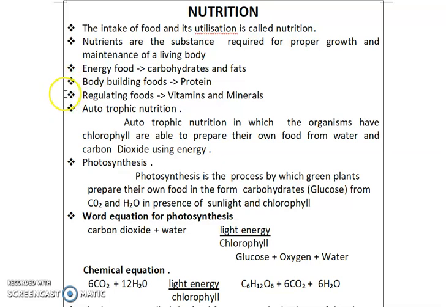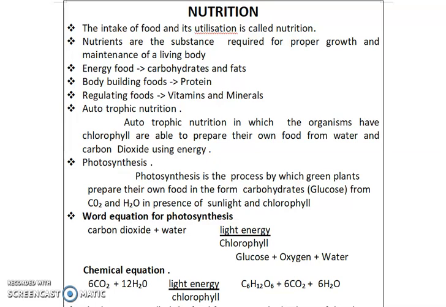So next one, autotrophic nutrition. Autotrophic nutrition is that in which the organism has chlorophyll and is able to prepare its own food from water and carbon dioxide using energy. So some organisms prepare their own food. Such a type of nutrition is called autotrophic nutrition.